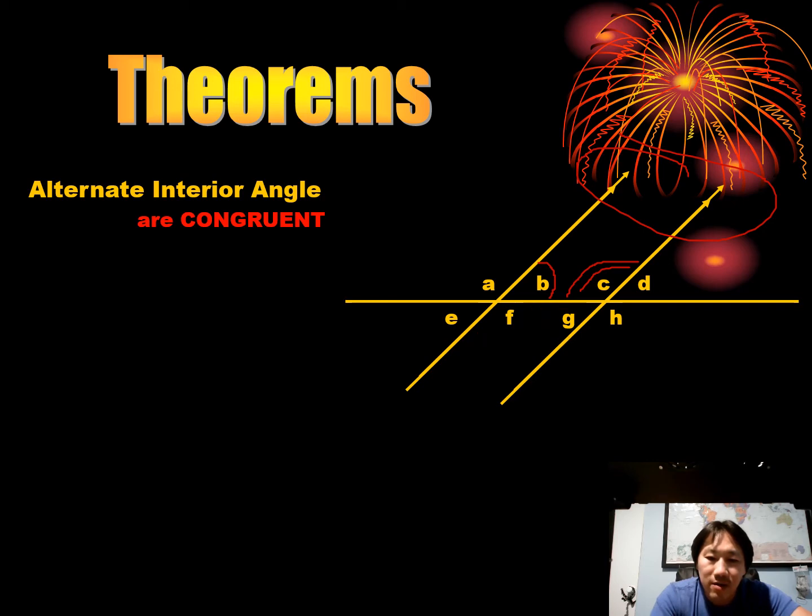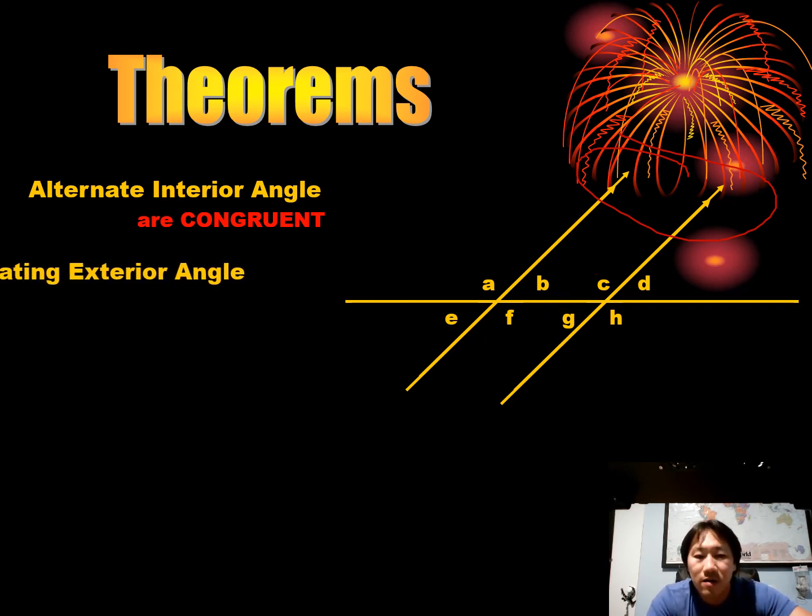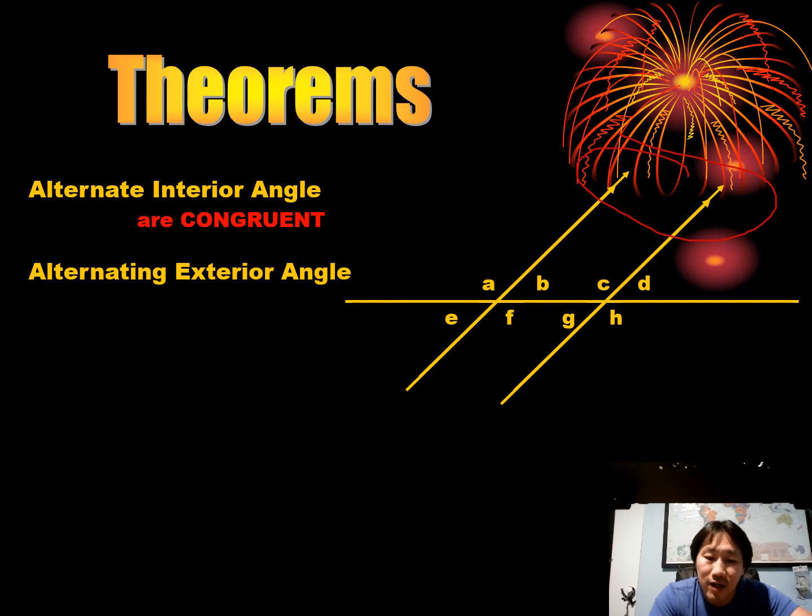How about a theorem for alternate exterior angles? For example, angle A and angle H. Those two are alternate exterior angles. According to this theorem, alternate exterior angles are also congruent. So A and H are going to be equal, and then we also have angle E and angle D. They are alternate exterior angles, so they are congruent.